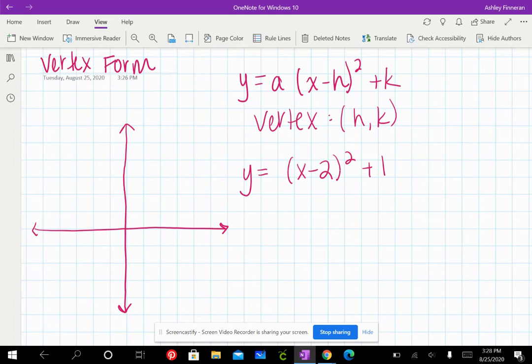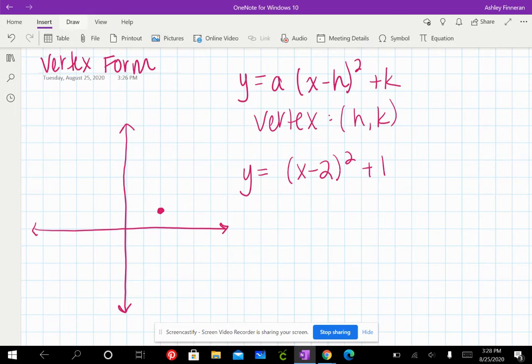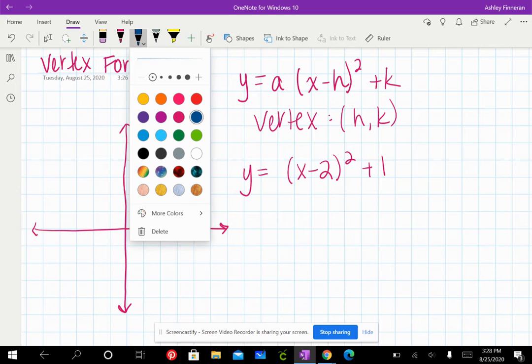So I know this is just a transformation of the parent function y equals x squared. So it's going to take that parent function, it's going to go over 2 and up 1. So right 2 and up 1. And it's also going to take all of the other points. So I'm going to graph it really quick for you. I hope that you remember from Algebra 1. Let's do it in a slightly different color.